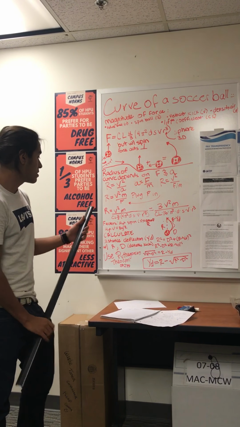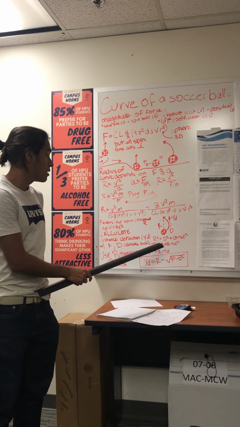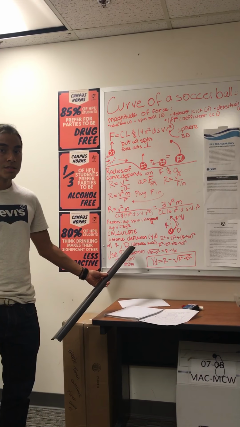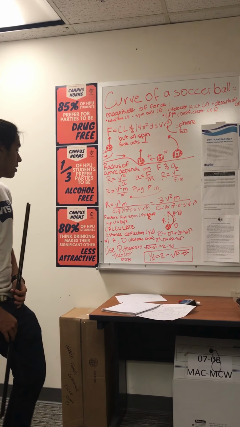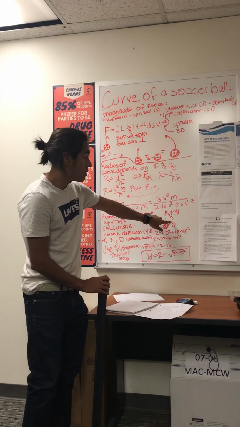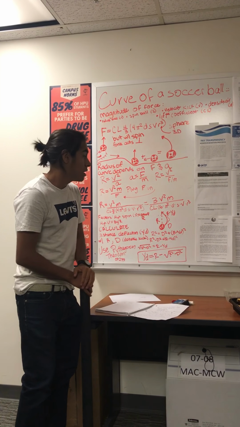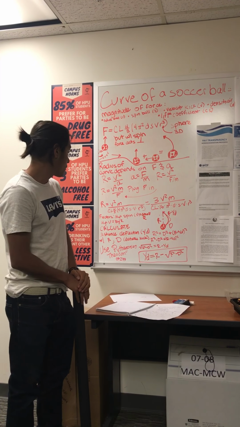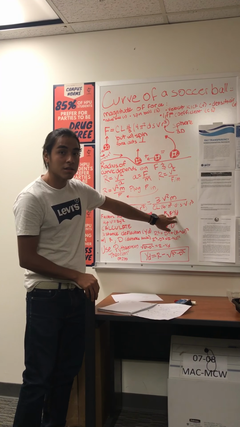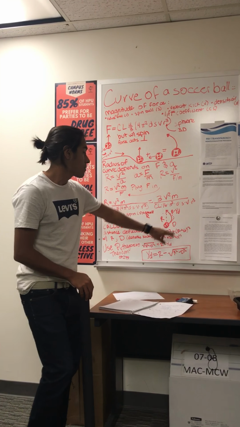Okay, so now that we know all this, we can calculate the distance of deflection, which is represented as yd, with the radius that we already know, and the distance of the kick. So when a soccer ball is curved, you can draw a right triangle to figure out the actual distance of deflection, with the radius here, the radius minus the distance of deflection, and the distance of the kick.